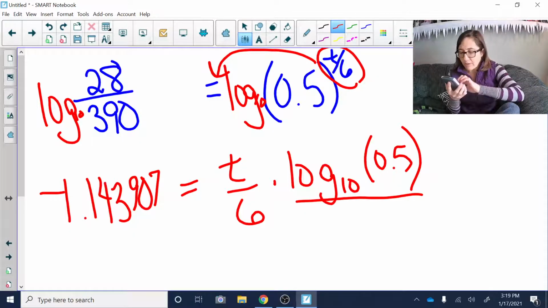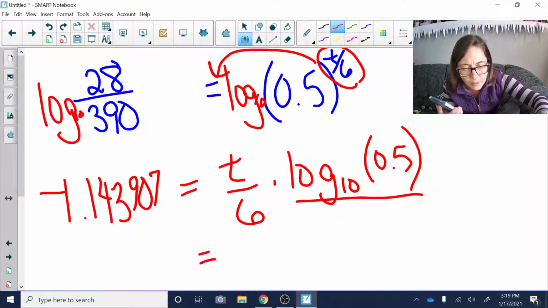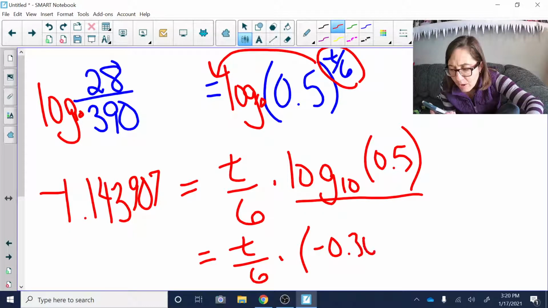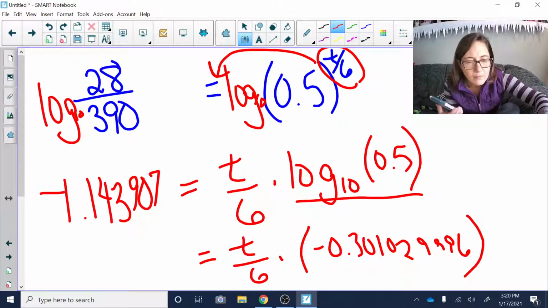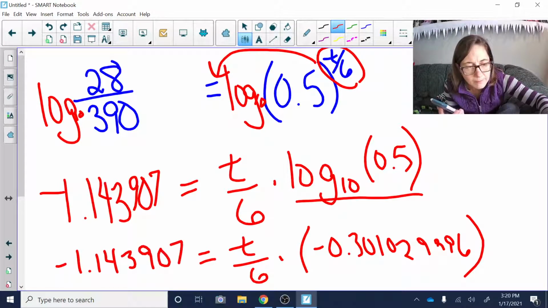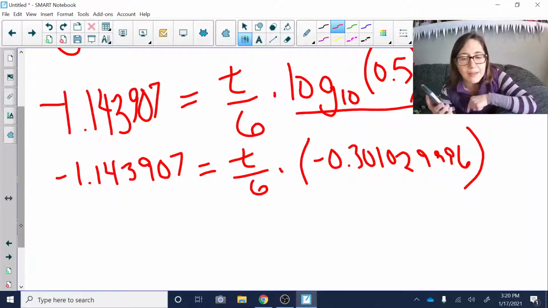Oh, it means I have to clear this off for a little bit. Darn it. Okay, so log base 10 of 0.5 is negative 0.3010299996. So I have t over 6 times negative 0.3010299996 equals, I'm going to bring down this number. Oh, I should show you another way to do this. I'll do that in a minute.